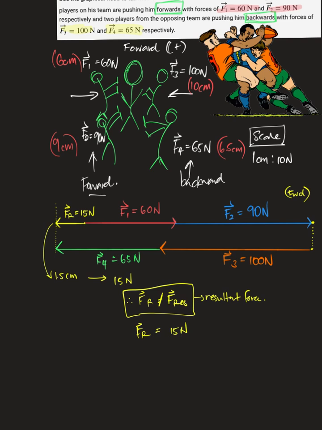But even though it is moving to the left, remember the words that we must use. It's 15 newtons. We know it's going to the left, but in this question, they're using the words forward and backward. So forward is positive, and if I look here, it's not moving forward, it's moving backward. So it's 15 newtons backwards. Right, and that's how you answer the final question.